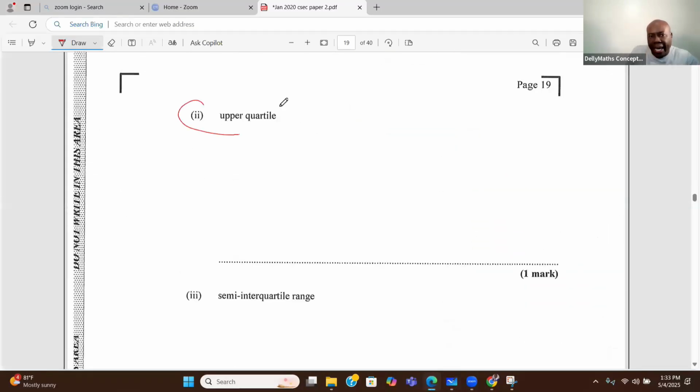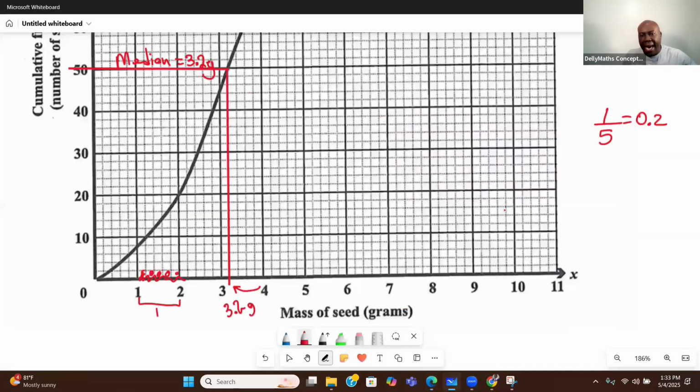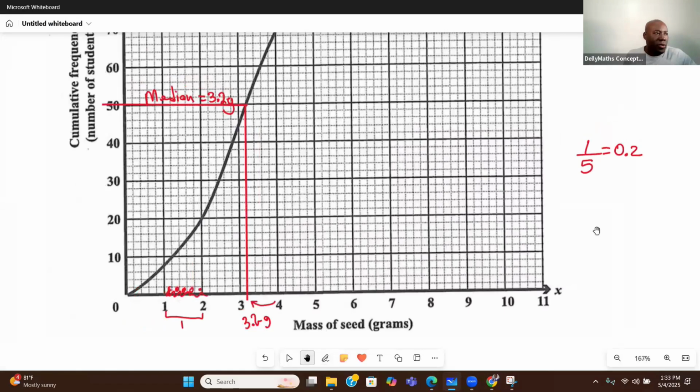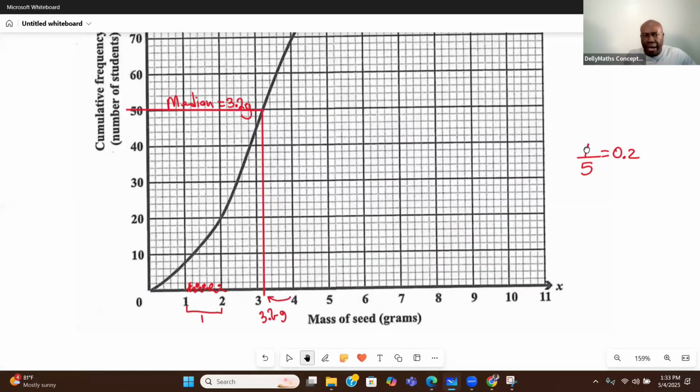They want the upper quartile. The upper quartile refers to 75% of the total. In this case, 75% is 75 over 100. The total was 100 again. So you can see, luckily, it is already 75 things or people, whatever you're dealing with. So you're going to go to your curve at the 75 mark. You're going to go where 75 is, and you're going to find your 75.